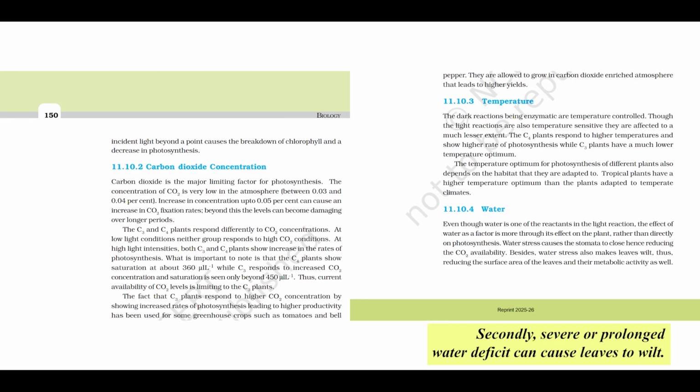Secondly, severe or prolonged water deficit can cause leaves to wilt. Wilting reduces the effective surface area of the leaves exposed to sunlight, decreasing light capture. It also generally slows down metabolic activity within the leaf cells. So, while water is essential as a reactant, its scarcity often limits photosynthesis mainly by restricting CO2 supply and affecting overall plant health and function.